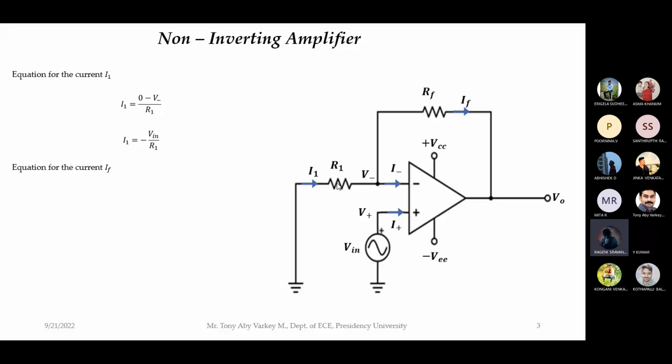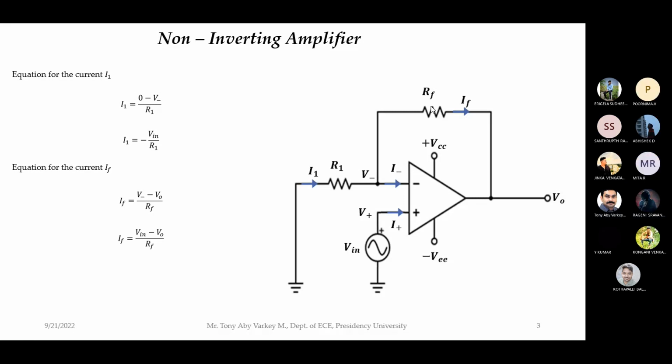V minus of V naught by RF. V in minus V naught by RF. Or I can write IF is the current flowing through RF, which means this potential minus this potential divided by RF. This potential is V minus, this potential is V naught. So IF is equal to V minus minus VO divided by RF. But V minus is what? V in. So IF will become V in minus VO by RF. Clear? Yes, sir.